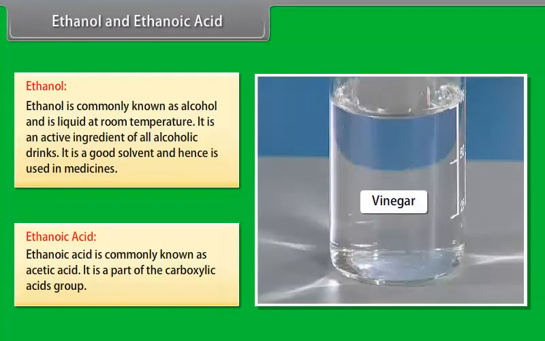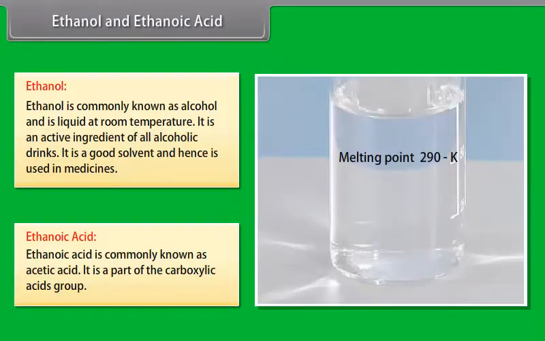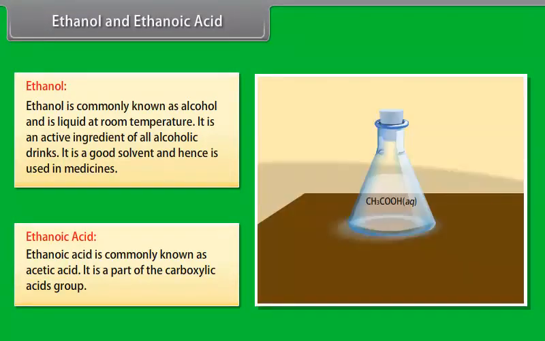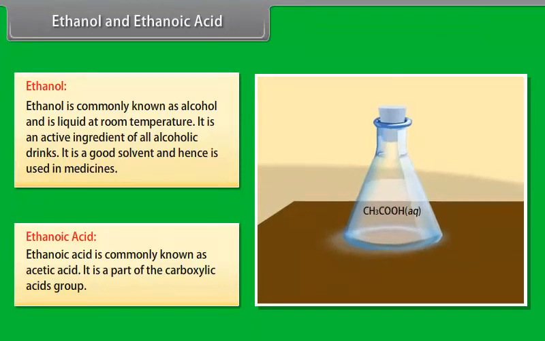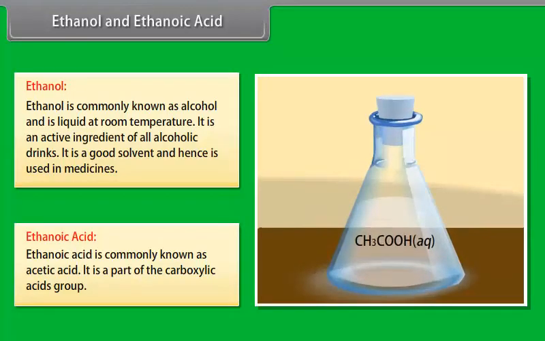The melting point of pure ethanoic acid is 290 Kelvin. Because of this property, it freezes during winter and hence is also known as glacial acetic acid.